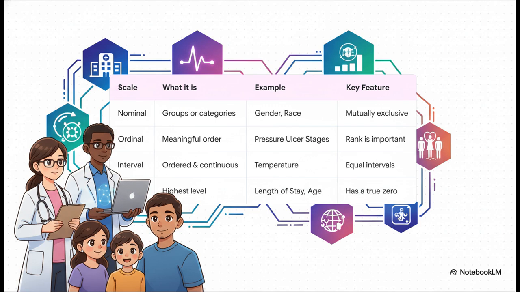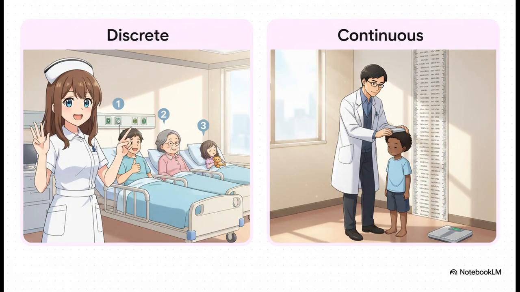Getting these levels right is so important because it determines what kind of math we can actually do. And that leads us to another really key difference: discrete data versus continuous data. And honestly, it's pretty simple. Discrete data is stuff you can count, like the number of patients in a room. Continuous data is stuff you can measure, like your height or weight, things that can have fractions.